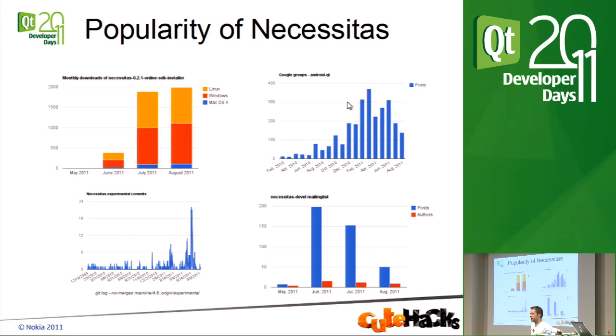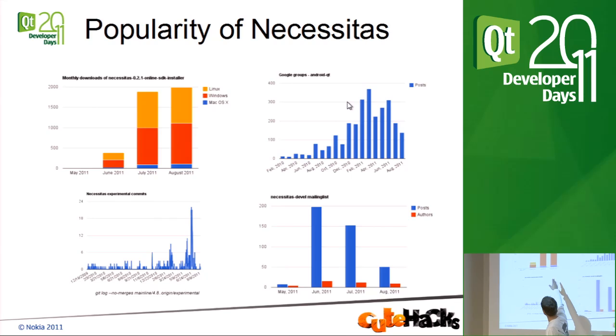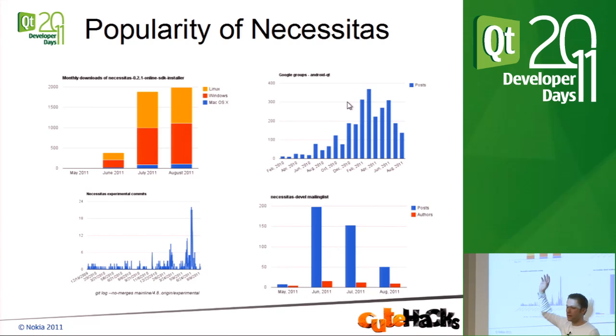Some popularity statistics. This only goes to August. When Alpha 2 was first released, until the end of August, it had around 5,000 downloads.